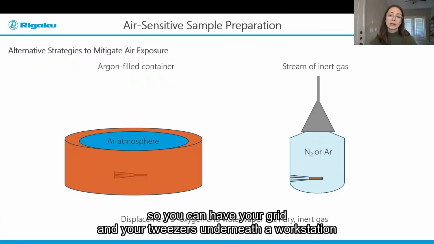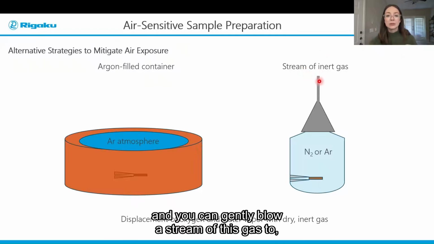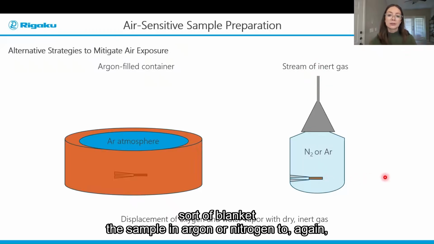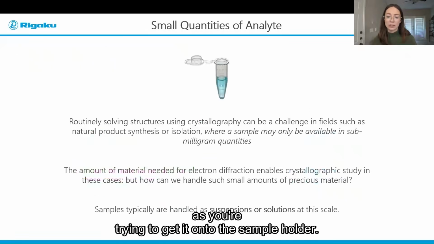So you can have your grid and your tweezers underneath a workstation where, for example, a funnel is hooked up to a stream of gas, and you can gently blow a stream of this gas to sort of blanket the sample in argon or nitrogen to, again, try and displace oxygen and water vapor and extend the lifetime of your sample as you're trying to get it onto the sample holder.